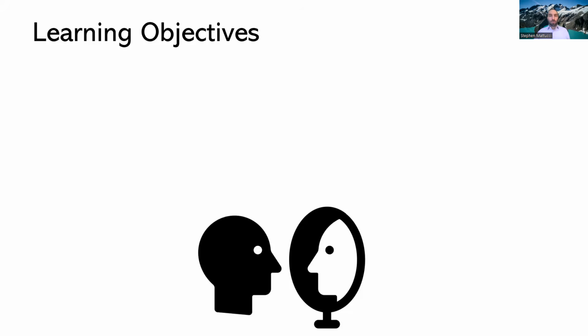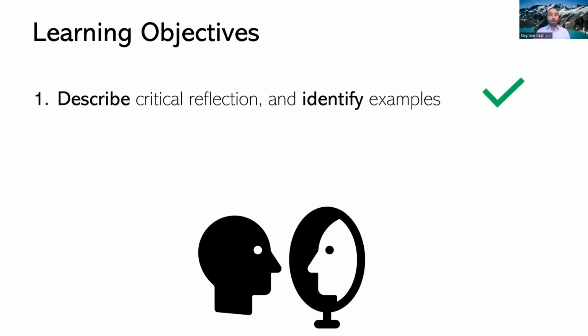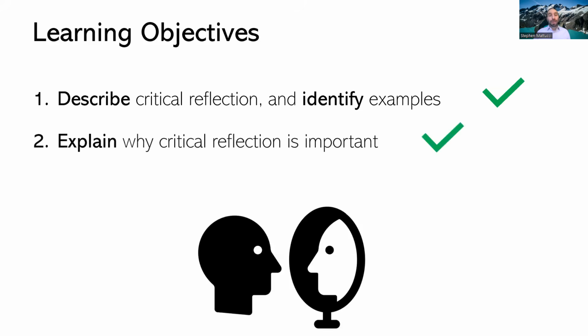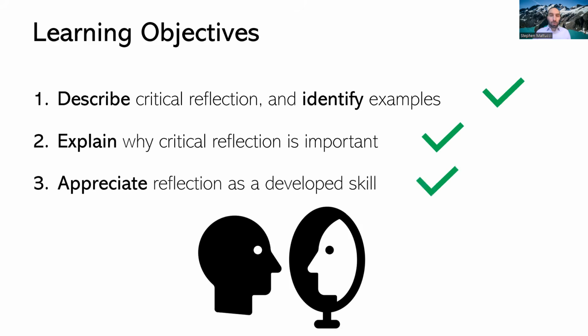So just to quickly review our learning outcomes for this session, hopefully by now you can describe critical reflection and identify some common examples. Hopefully you can explain why critical reflection is important. And finally, appreciate that reflection is a developed skill. It'll get better over time with practice, the more you use it.